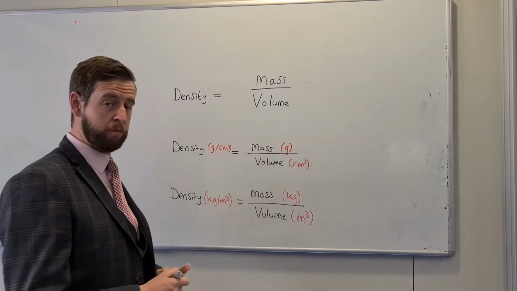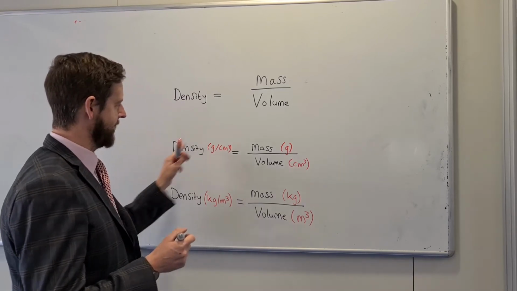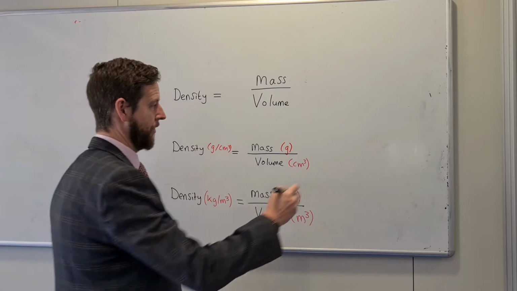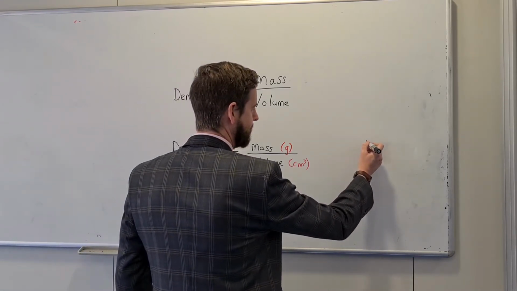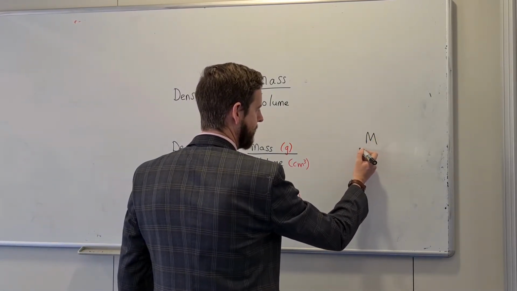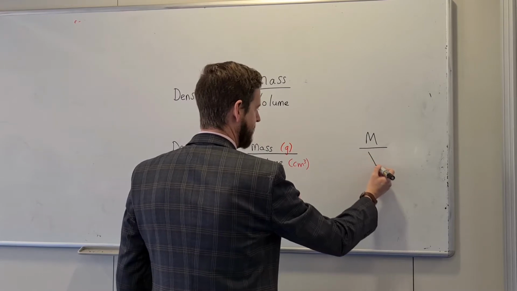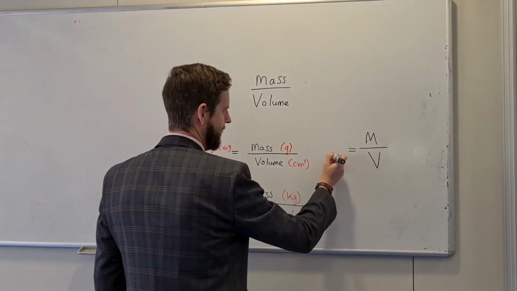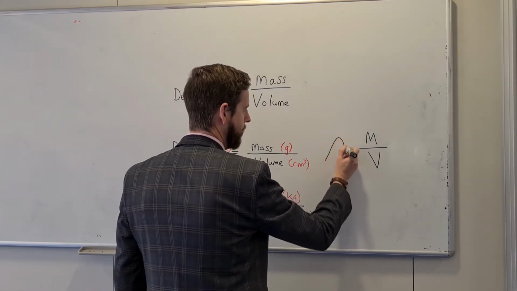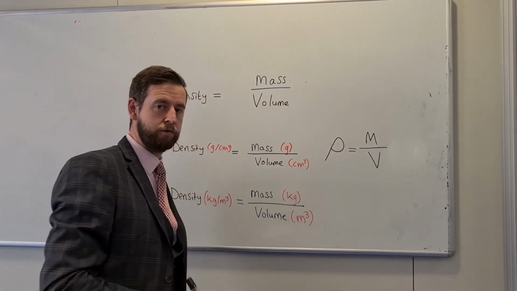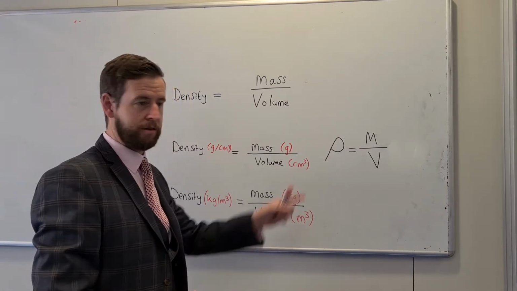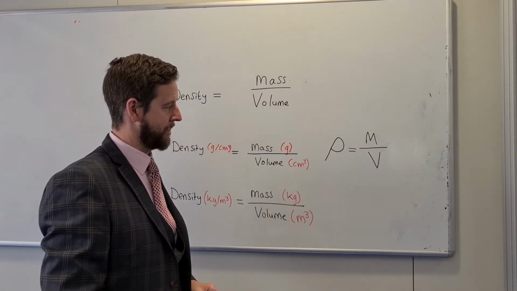Now, in a formula, we might want to represent these 3 quantities with letters. Let me show you what those letters are. Mass is measured with an m. Volume is measured with a V. And density is represented by the symbol rho, the Greek letter rho. This can be used for rearrangement purposes.